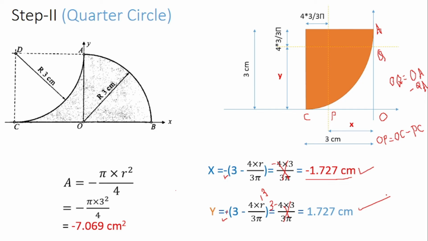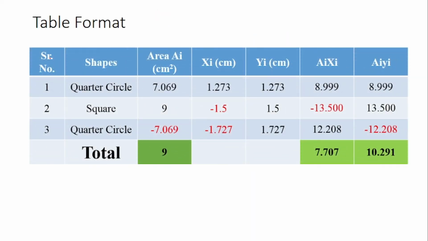then for the square, and again for the quarter circle. Now we'll put these values in table format. So we have only 3 shapes: quarter circle, square and quarter circle. So put the values and find out the product of area into x bar and area into y bar. At the end find out the summation.